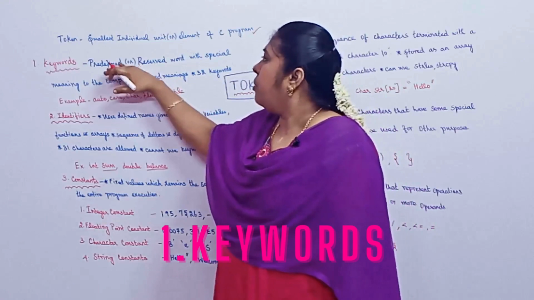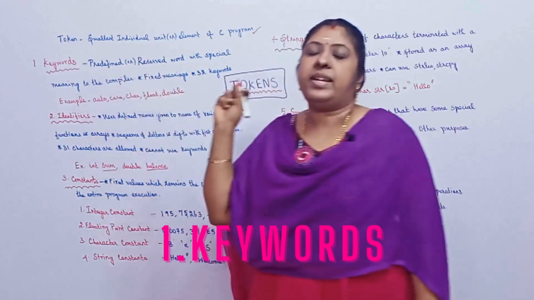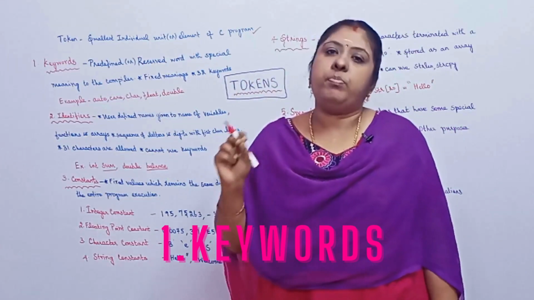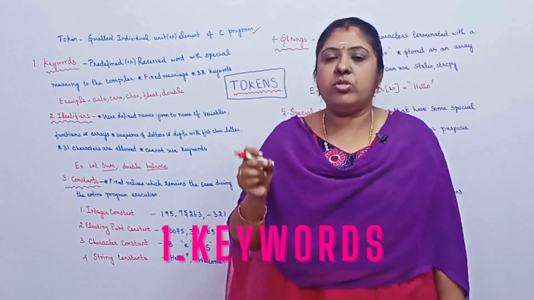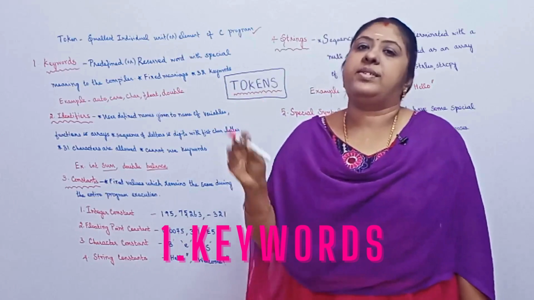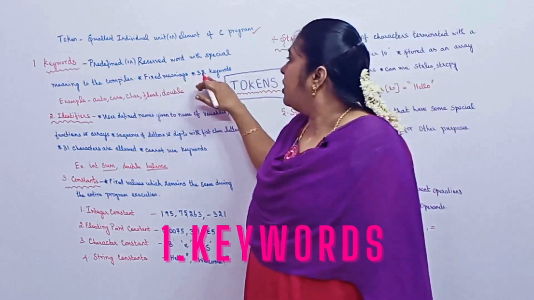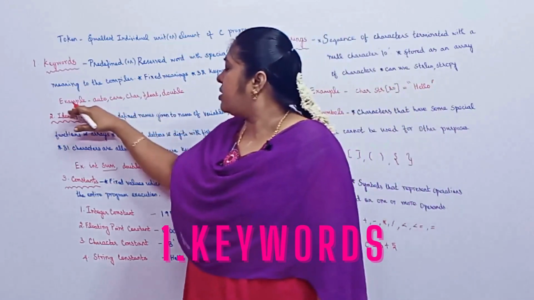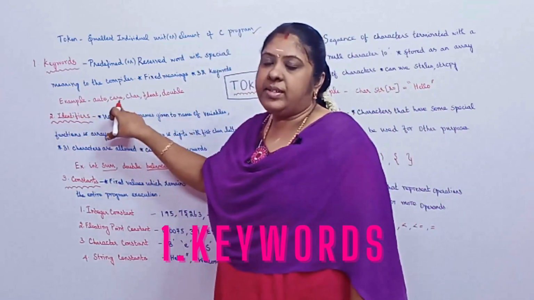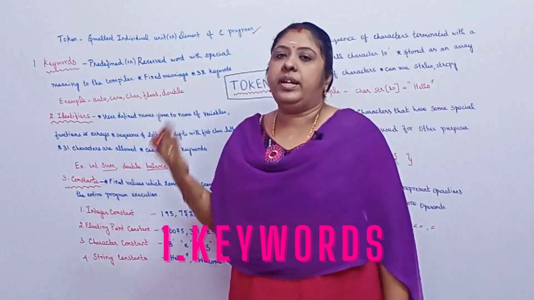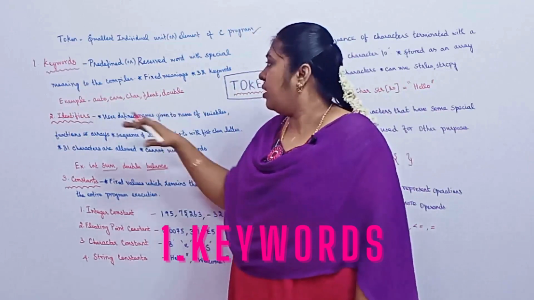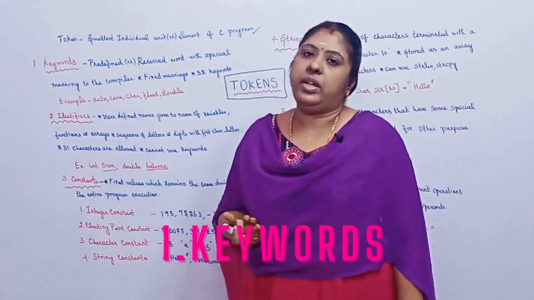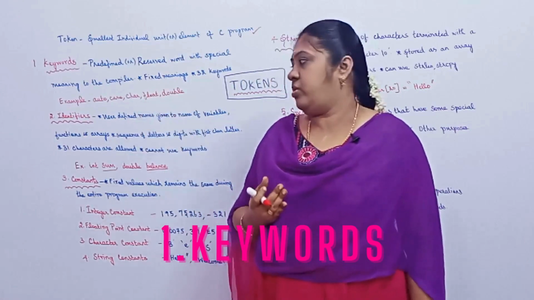That is, it is a predefined word with a fixed meaning and we cannot change that particular keyword. It can be used only in the C program as it is. There are 32 keywords in C. Some examples are auto, case, float, double, int, etc. These are examples of keywords. There are 32 keywords available to use.